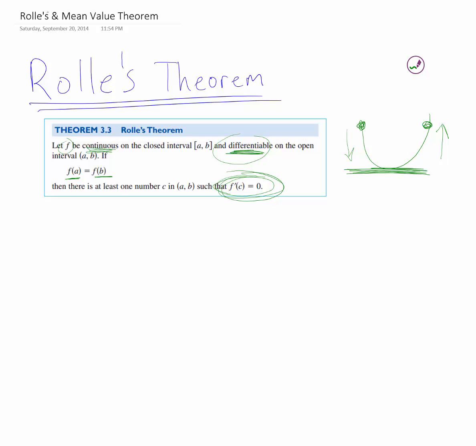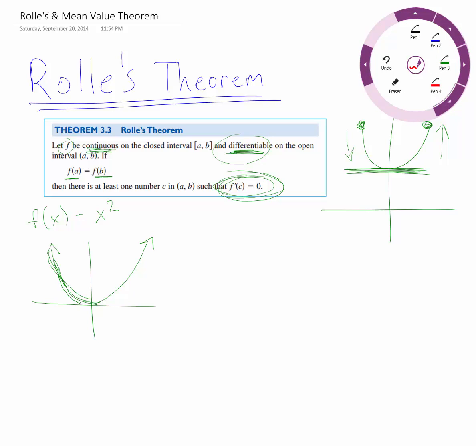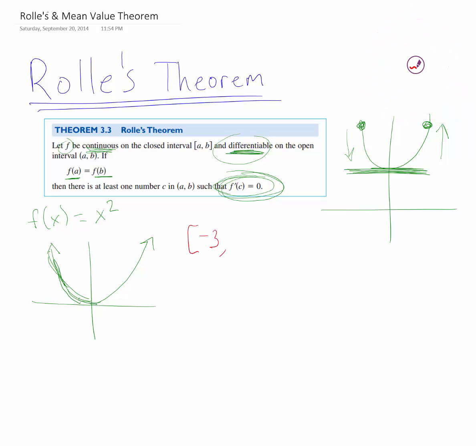So with that, an example of a graph like this would be y equals x squared, or f of x equals x squared. And in that graph, we have lots of points where the y values are the same. So if we said on the interval from -3 to +3, we see that the y values are the same.